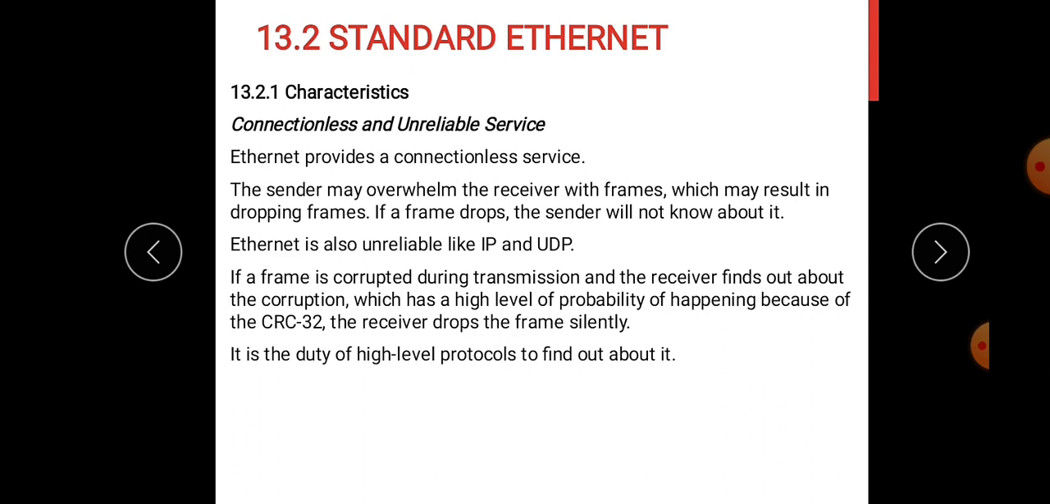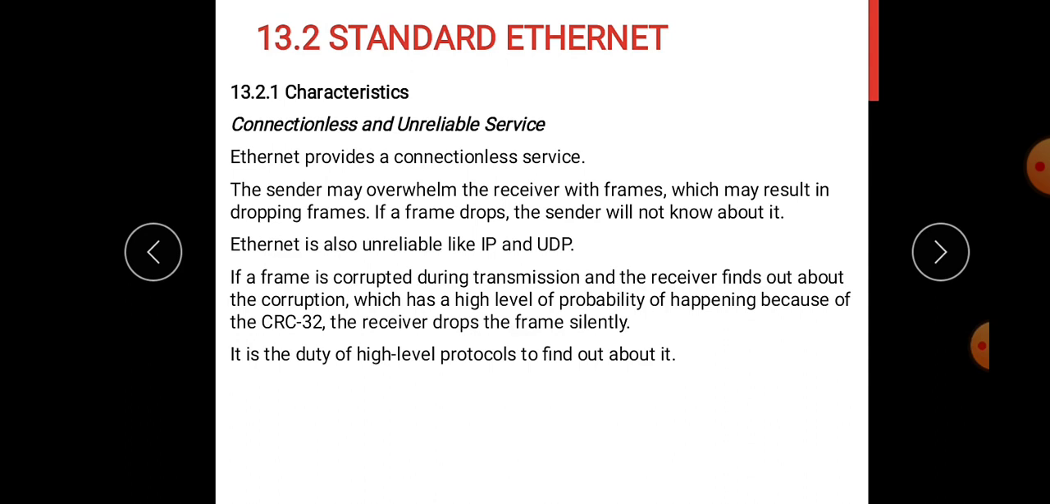The sender sends a frame whenever it has one. The receiver may or may not be ready to receive it. The sender may overwhelm the receiver with frames, which may result in dropped frames. If a frame is dropped, the sender will not know about it. Since IP, which uses the services of Ethernet, is also connectionless, it will not know about it either. If the transport layer also uses a connectionless protocol such as UDP, the frame is lost.